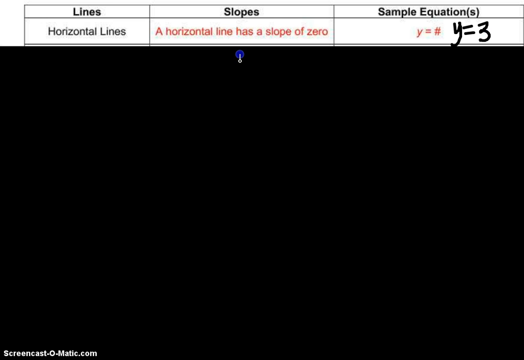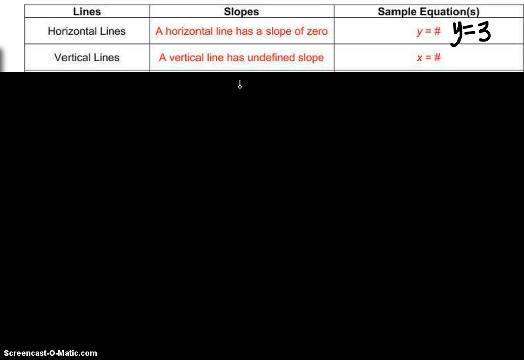If I look at my vertical line, remember a vertical line goes up and down. This has an undefined slope. And here I have x equals a number. So here I could have x equals 2. Anything that's x equals will give you a vertical line.